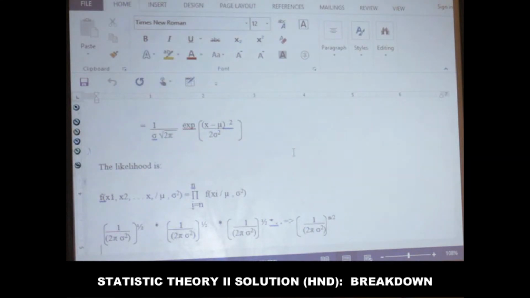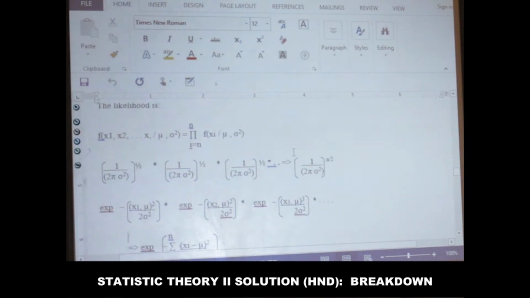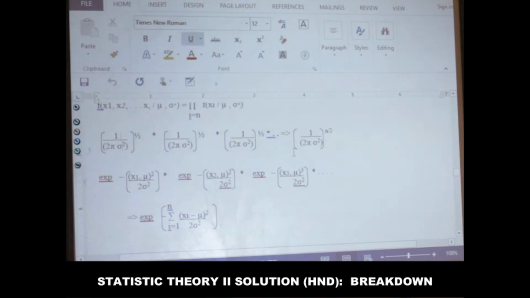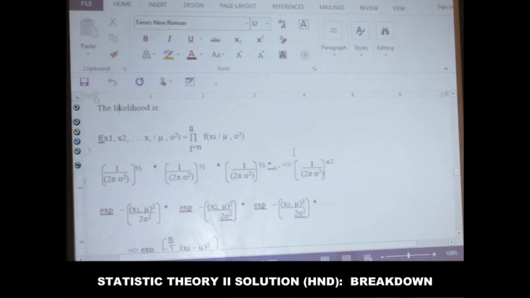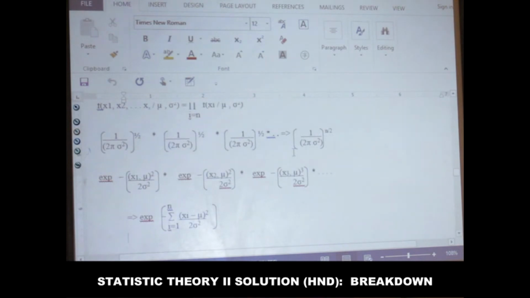lambda all square over 2 sigma square. Now the likelihood is f of x1 to the variance. Now introduce your product sign, the array product. You have f1(x) f(x1 over mu, sigma square). Since we are introducing a product sign, whatever we got in f(x1 over mu, sigma square) we have to multiply it, and that is how you get your likelihood function.